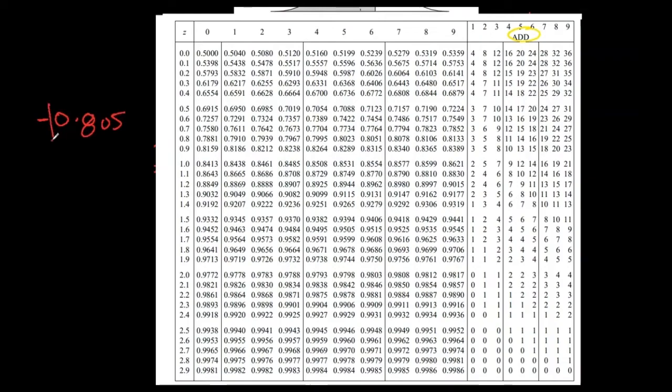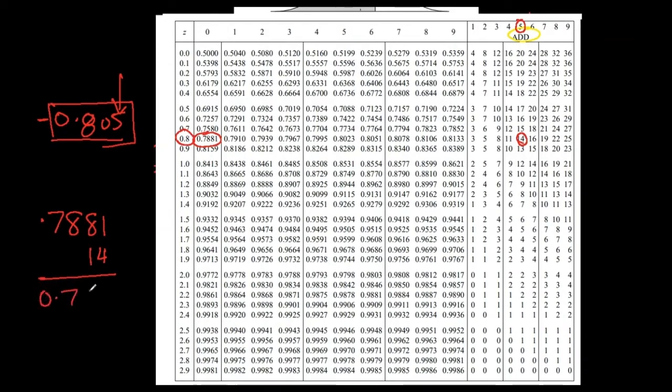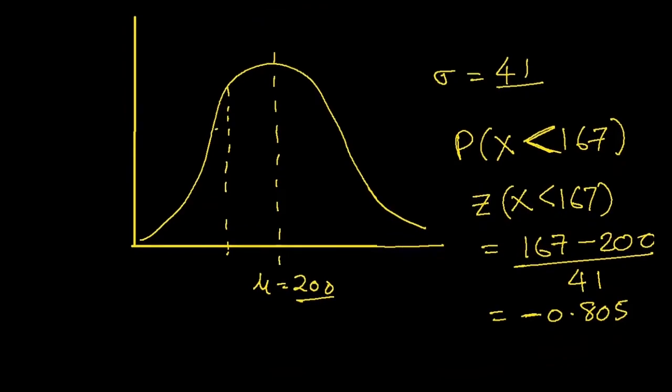So what we do, we just focus on the positive part, and this will help us to find the negative. So 0.8 is here. 0.80 will be 0.788. The probability for 0.80 is 0.7881. Now the last digit 5 will be looked up here. This is 5, and in the same row 5 gives us 14. So we add 14 to the last two digits of the probability, and it becomes 0.7895.